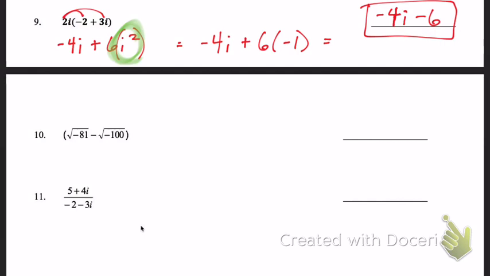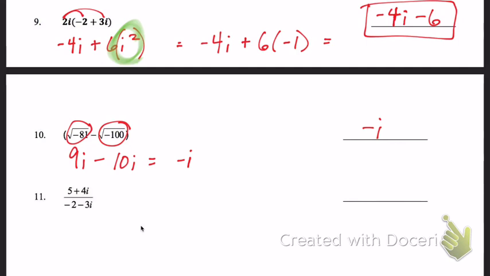Okay, number 10. Try number 10. You guys can do this one. We did one kind of like this. Okay, for number 10, you simplify square root of negative 81 to be 9i. You simplify the square root of negative 100 to be 10i. So 9i minus 10i just becomes negative i.